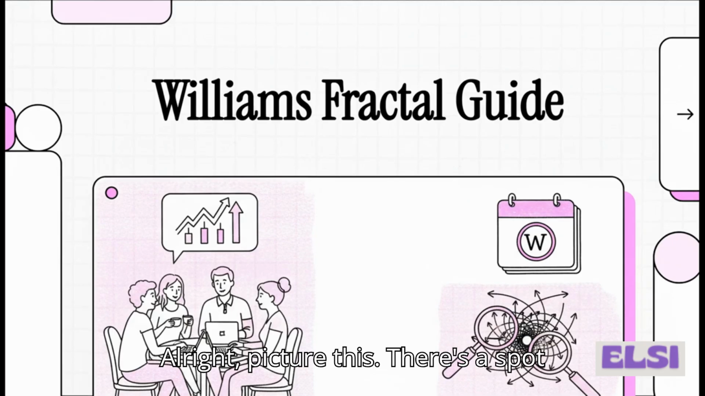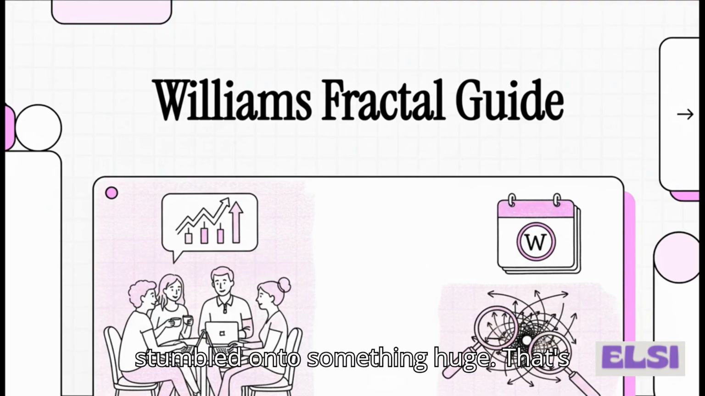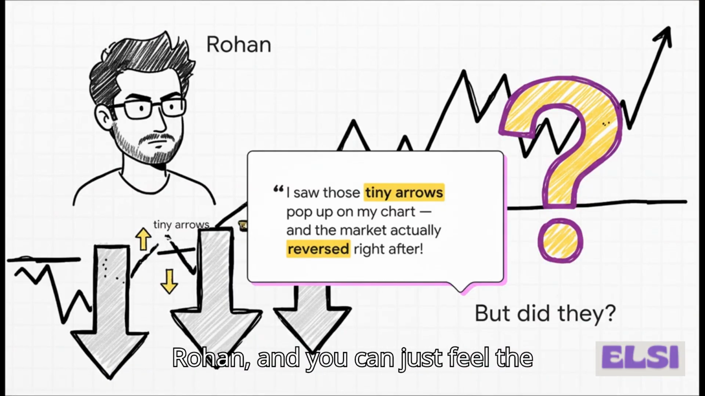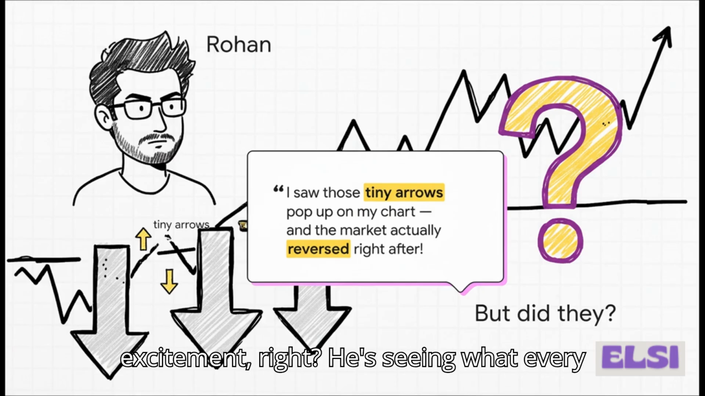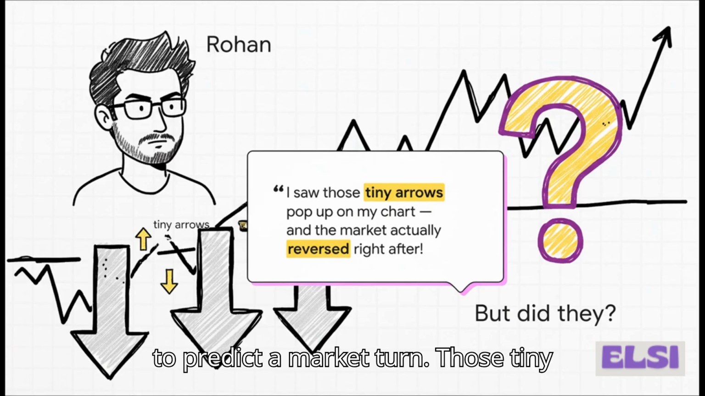All right, picture this. There's a spot called the Chart Cafe, and every Wednesday a group of traders gets together to talk shop. Well, tonight the place is buzzing because one of them, a guy named Rohan, thinks he's just stumbled onto something huge. That's Rohan, and you can just feel the excitement, right? He's seeing what every trader dreams of, a little signal that seems to predict a market turn.